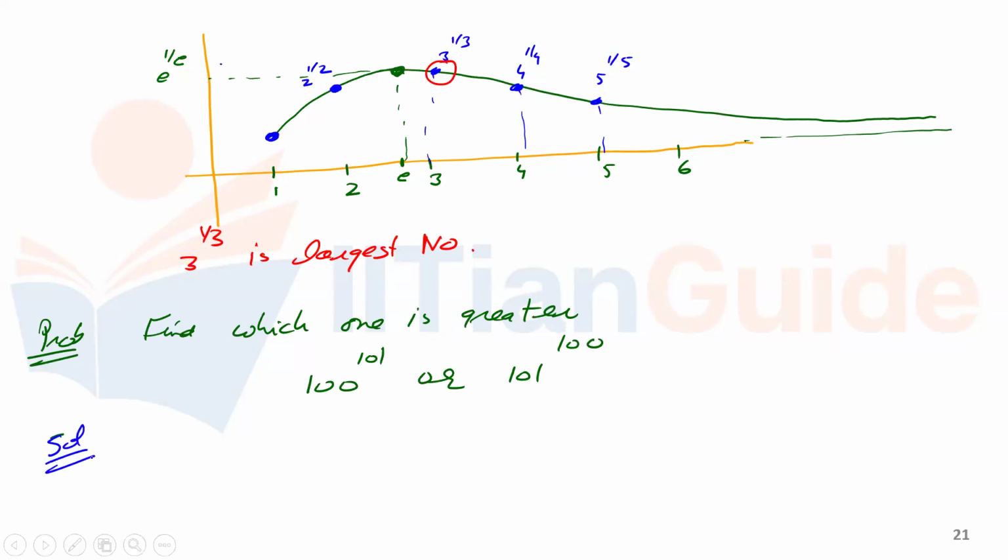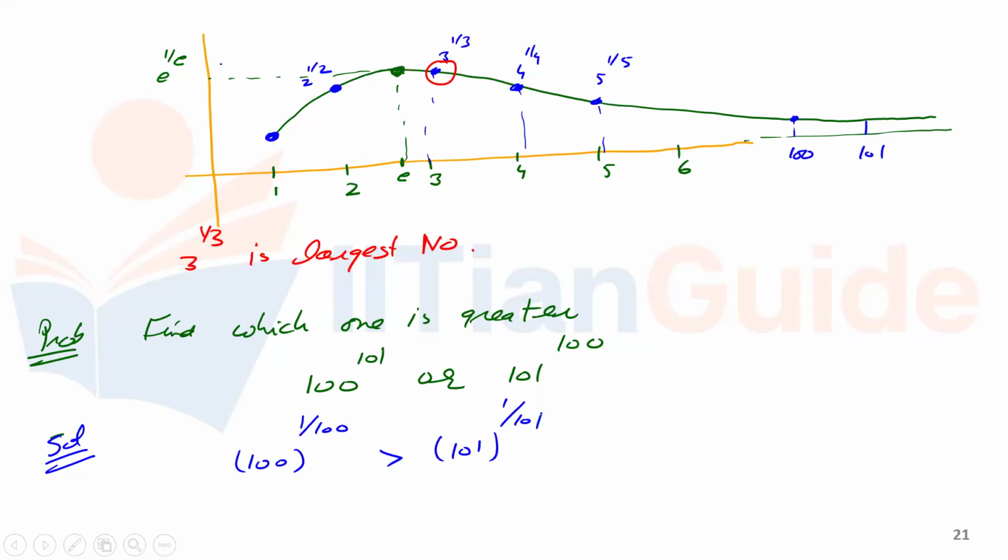Okay, it is in the form of x power 1/x. From the graph, I will get the number 100 here and the number 101 here. I have told you it will keep on decreasing after the point x is equal to e, or 3 you can say. So 100 power 1/100 will be greater than 101 power 1 upon 101.